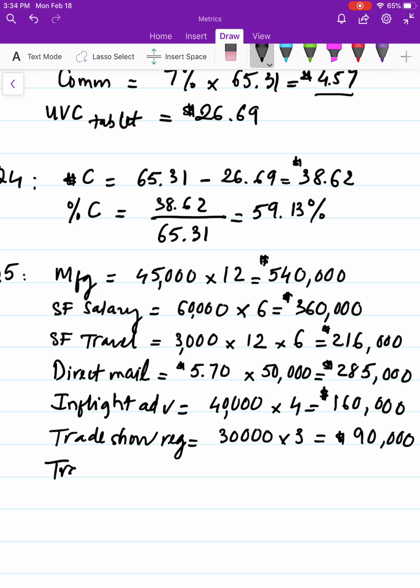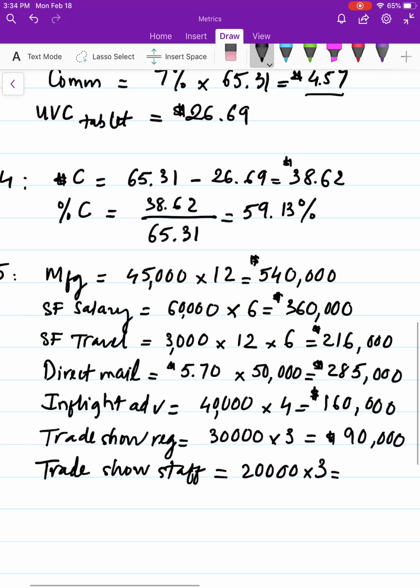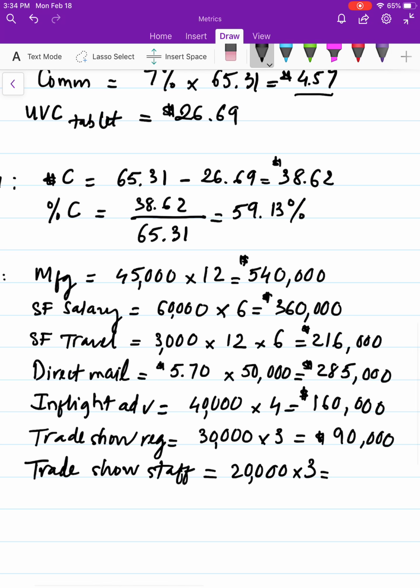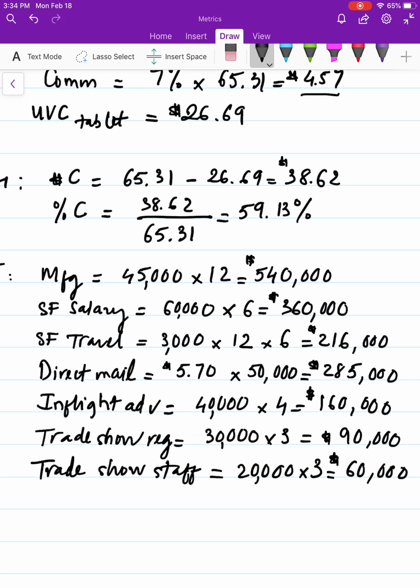Trade show staffing, well, you have to have staff at the trade show, would cost $20,000, and again we have 3 trade shows within a year, and that would be $60,000. Therefore, the total fixed cost for this company in a year would equal $1,711,000.